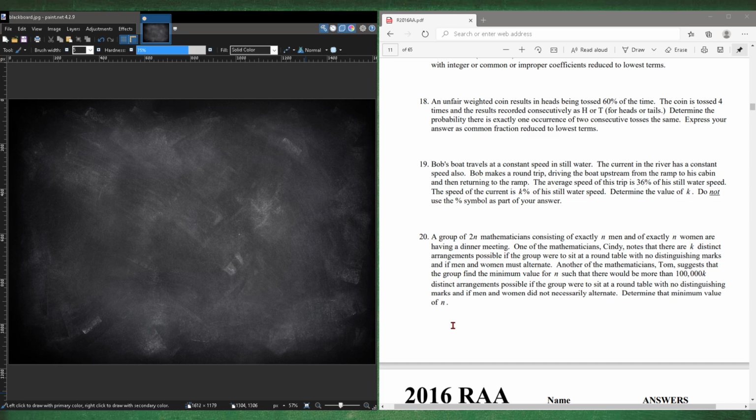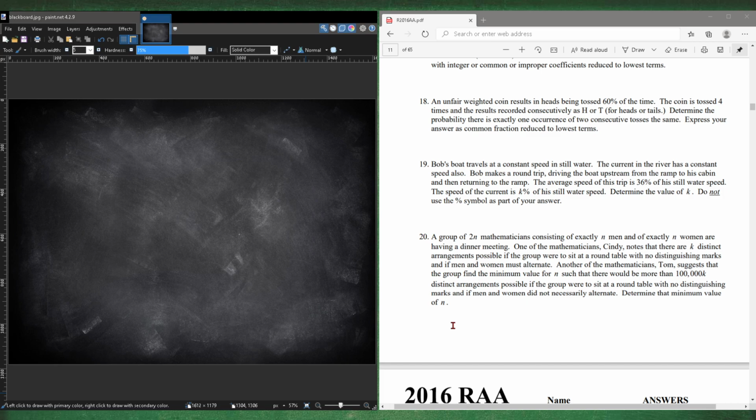Another mathematician, Tom, suggests that the group find the minimum value for n such that there will be more than 100,000k distinct arrangements if they were to sit at a round table and men and women didn't alternate. Determine that minimum value of n.